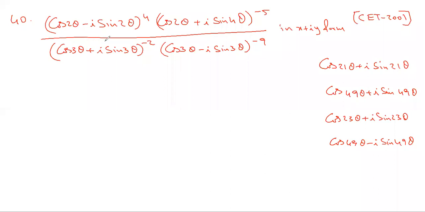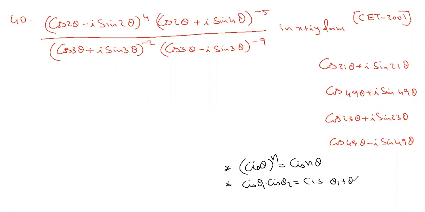So the De Moivre's theorem in the short form, we need to know what is that: cis theta, the whole power n equal to cis n theta. That is the De Moivre's theorem, and along with that, cis theta 1 into cis theta 2 equal to cis of theta 1 plus theta 2, and this is also we need. And cis theta 1 by cis theta 2 equal to cis of theta 1 minus theta 2. So if you know these 4 formulas, we are done with this problem.